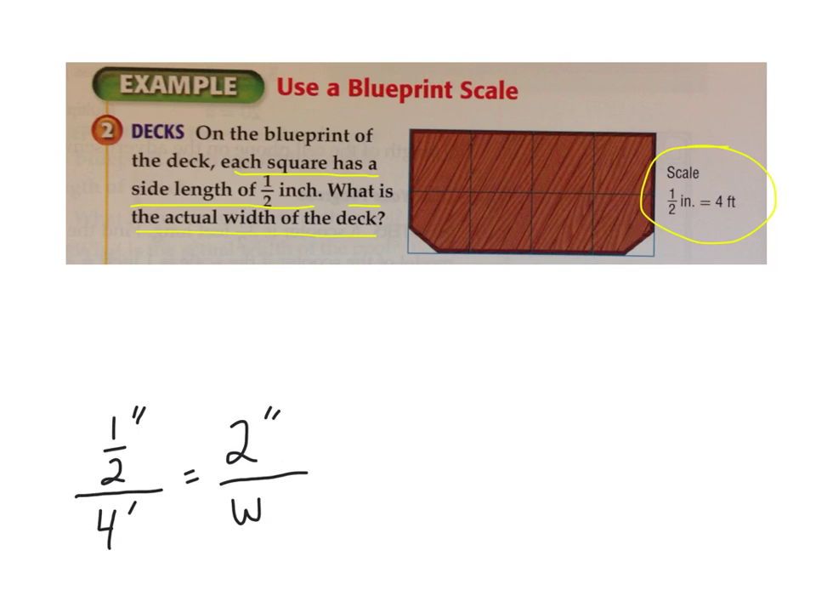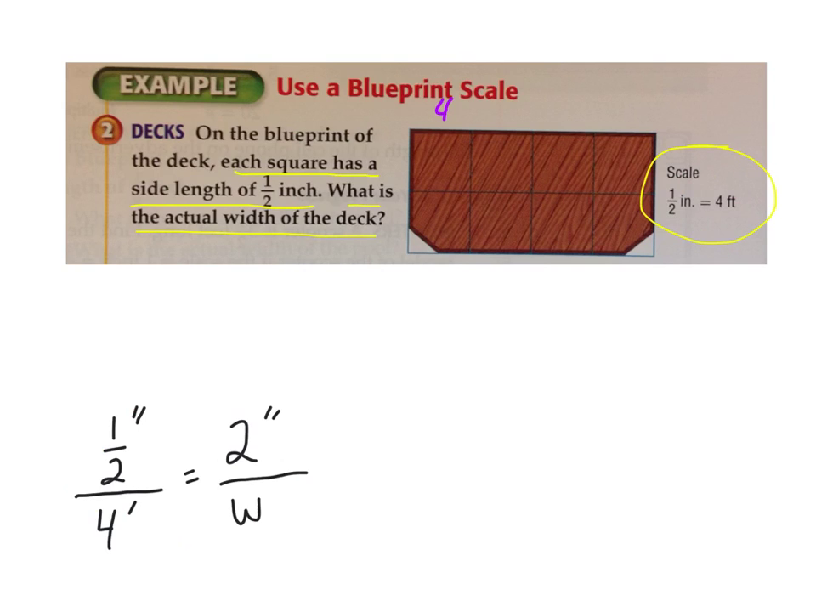Now one way that I could solve this problem is I could create a proportion, where I'd say 1/2 of an inch is equal to 4 feet, so what would 2 inches be? But like we say, there's always more than one way to solve a problem. And when I'm looking at this, if I know that each of these squares is 1/2 of an inch, and I know that 1/2 of an inch is 4 feet, for me it would be a lot easier just to think of it like this.